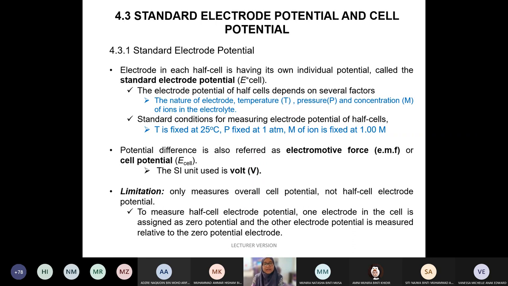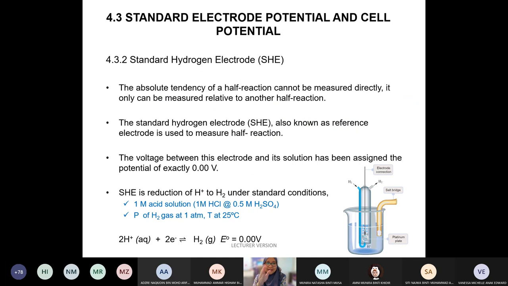Boleh, tapi kita kena assign, one of the electrodes should be assigned as zero potential. Okay, and then the other electrode potential is measured relative in comparison to that zero potential electrode. So siapakah yang di assign sebagai zero potential electrode tu? It is called SHE, standard hydrogen electrode.